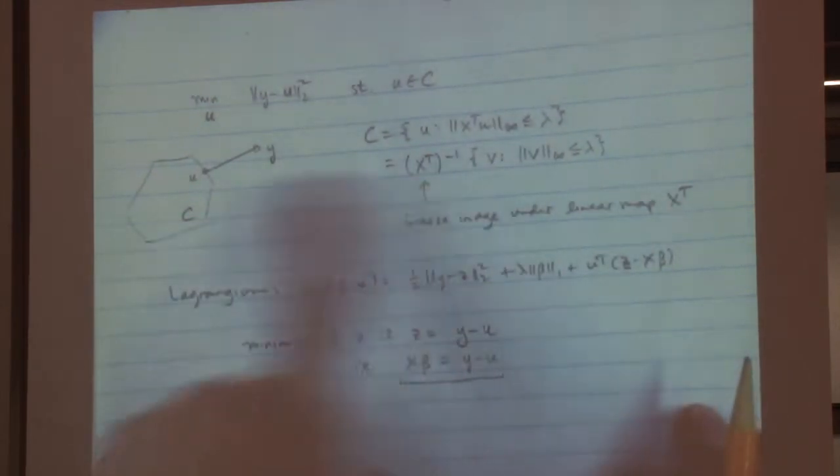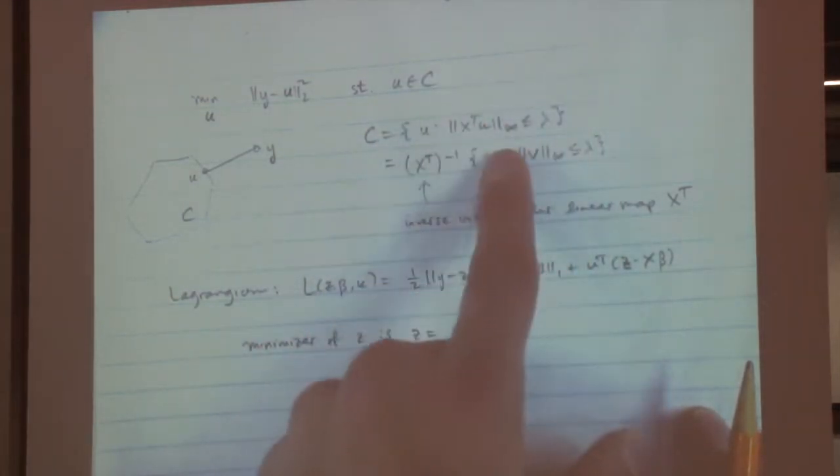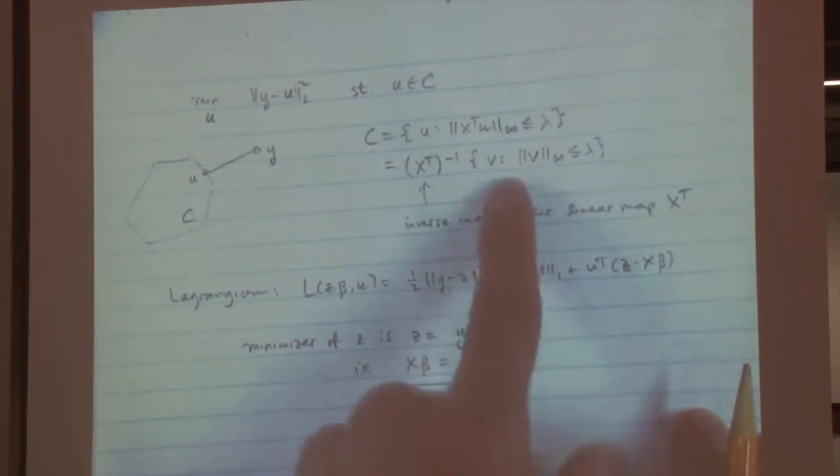Furthermore, I claim this is actually a polyhedron. The set C is a polyhedron. You can see that in one of many ways. You can write this as an intersection of a bunch of half spaces, for example. And this is another way of seeing it, what I wrote down here.